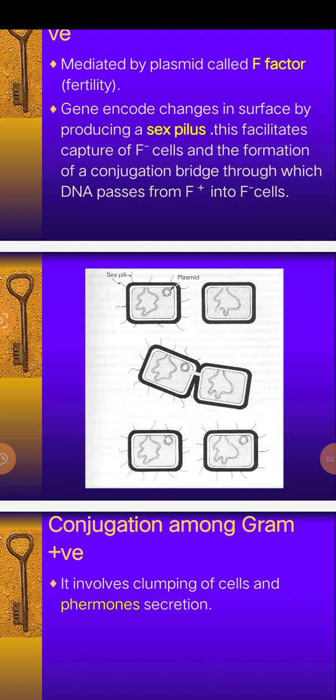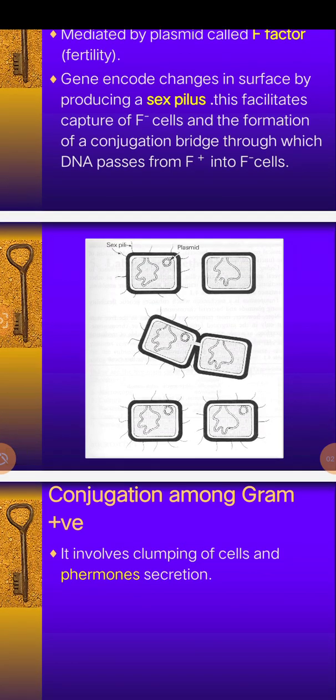In this diagram you can see that there is a sex pilus present on the bacterial cell, and a plasmid is also present in the cell. There is one F plus cell and another one is an F minus cell. There is pilus formation between both cells. By means of this bridge, the F plus cell transfers the plasmid into the F minus cell.